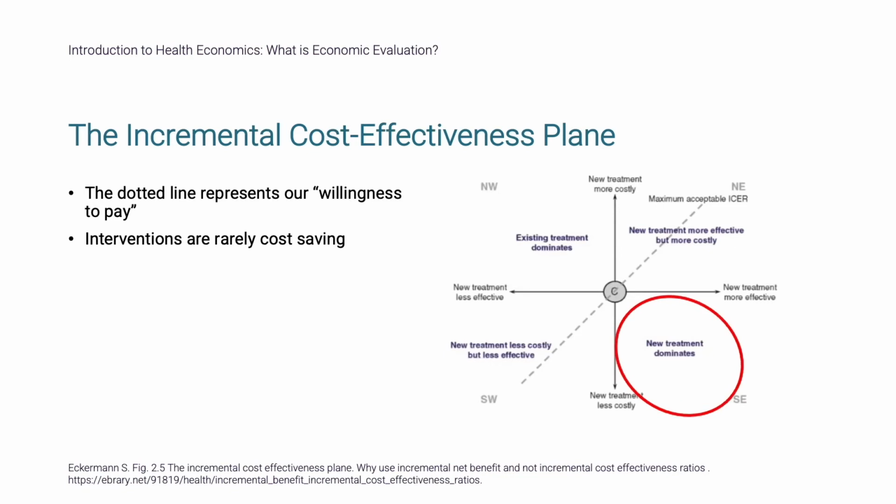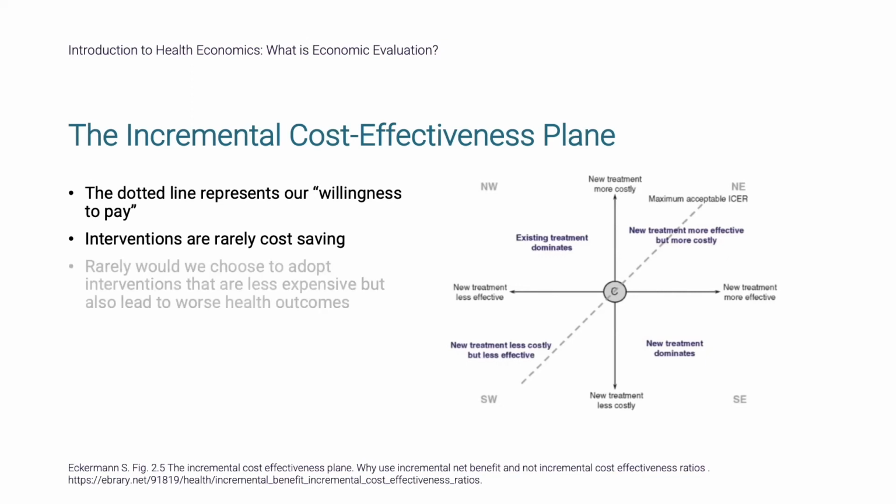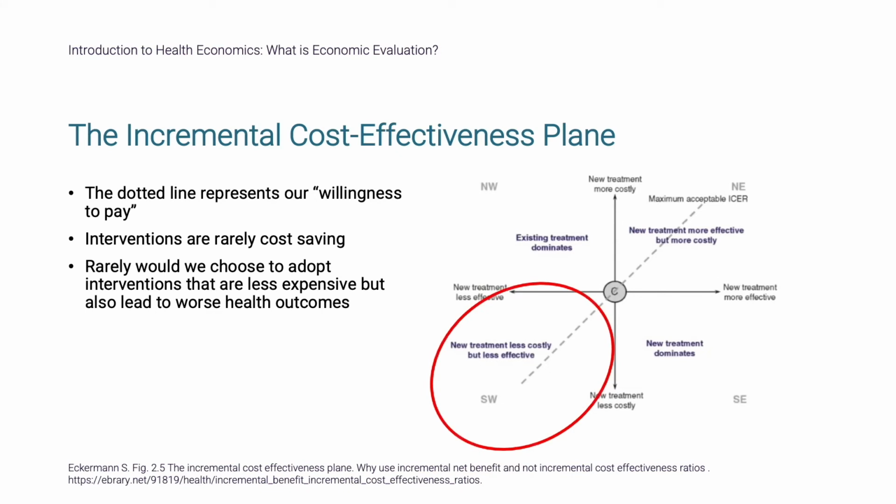Interventions are rarely cost-saving, i.e. falling in the southeast quadrant of the plane. An example of a cost-saving intervention may be a vaccine which prevents serious illness. When a new intervention is both less costly and more effective, it is said to be dominant. Rarely would we choose to adopt interventions that are less expensive but also lead to worse health outcomes, which would fall in the southwest quadrant. If an intervention fell in the northwest quadrant, the new intervention would have higher costs and worse outcomes than the existing treatment, and the existing treatment would therefore be dominant over the new treatment.